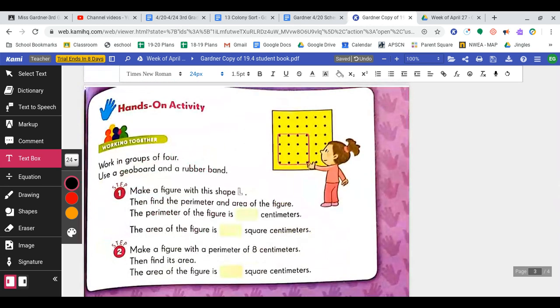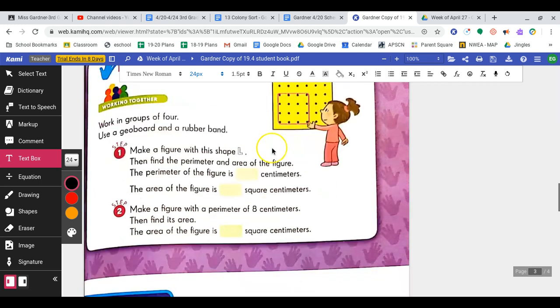Okay, for the hands-on activity, unfortunately, we won't have the geoboards to do lessons. For math, we do have them in the classroom, and we use them a little bit when we were talking about lines and angles, but you won't be able to do this. However, I am attaching some geoboard paper so that even if you don't use rubber bands on the pegs, you could draw out some different shapes with these kind of dots.